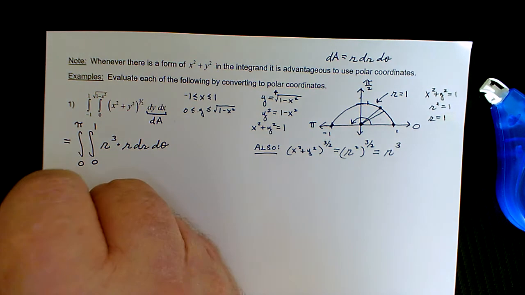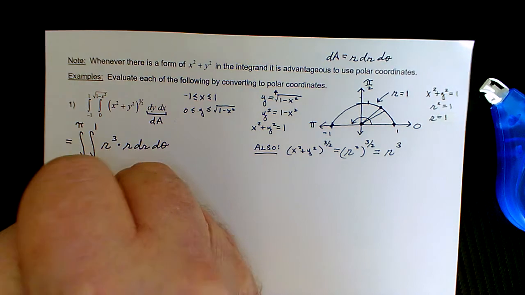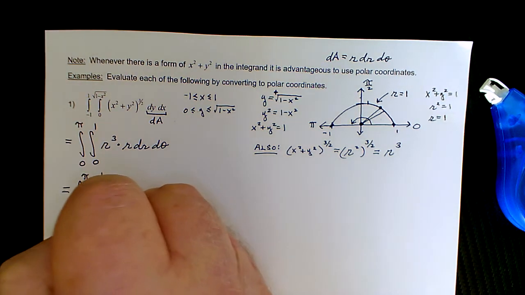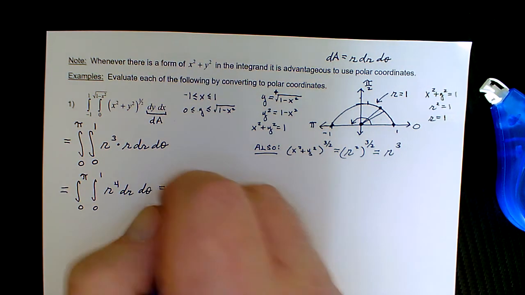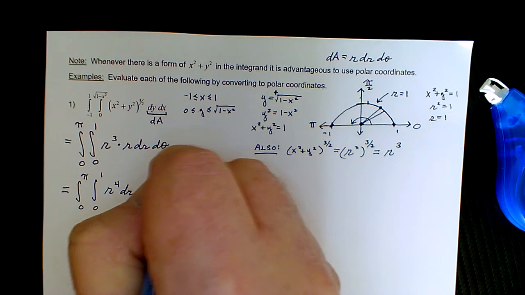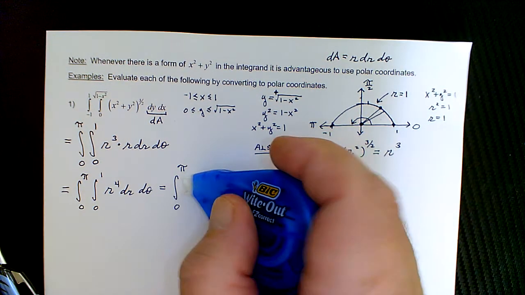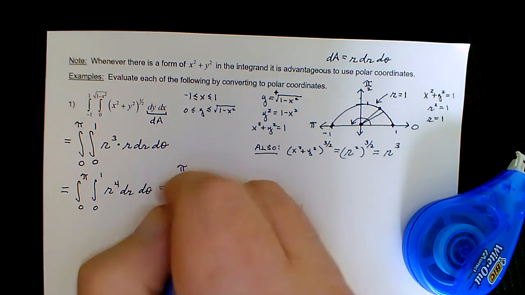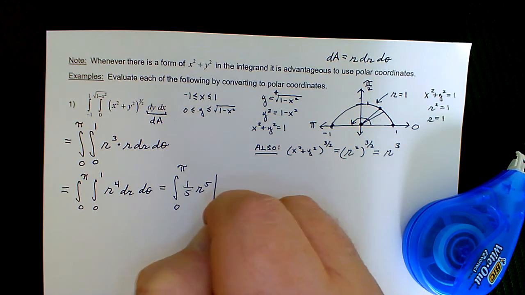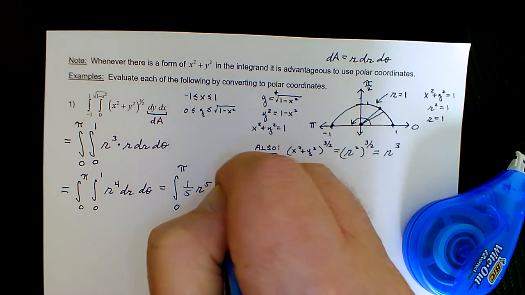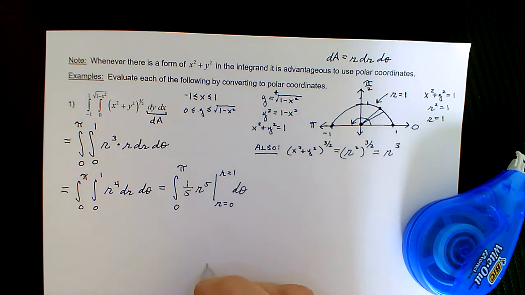in the Cartesian coordinate system. Okay, so before we integrate, integral from 0 to pi, integral from 0 to 1, let's just make that r to the 4th, dr d theta. Okay, now we can easily integrate r to the 4th. So we have the integral from 0 to pi of r to the 5th over 5, or I'm just going to say 1/5 r to the 5th, and that's evaluated as r goes from 0 to 1.